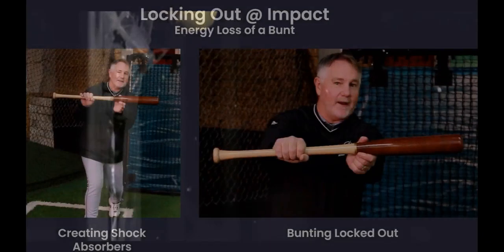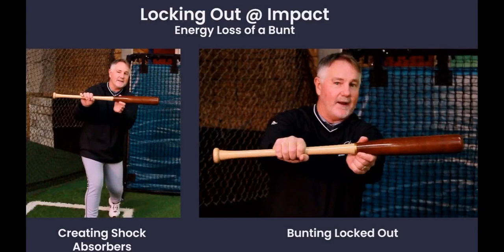Now we'll talk about the difference between softball and baseball, but there's a tremendous difference in how much energy is being lost at the moment of impact in softball. A bunt example is a really good one. If you hold the bat really loosely, you've got bends in the elbows, bends in the knees, then you're creating all these shock absorbers. So now when the ball hits the bat, some of that energy is going to get lost at the moment of impact.